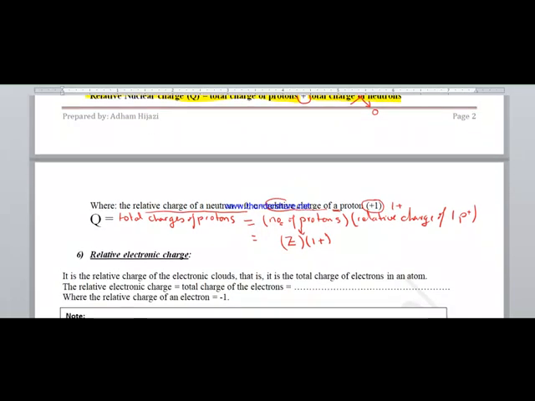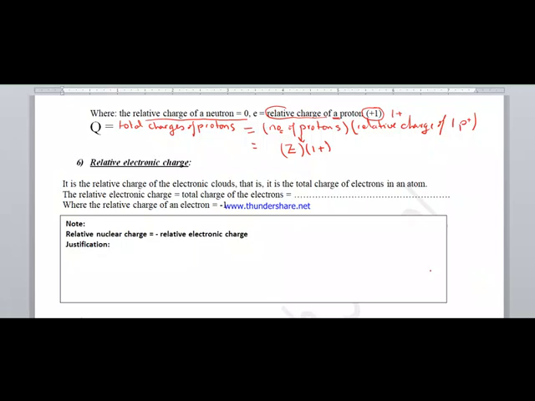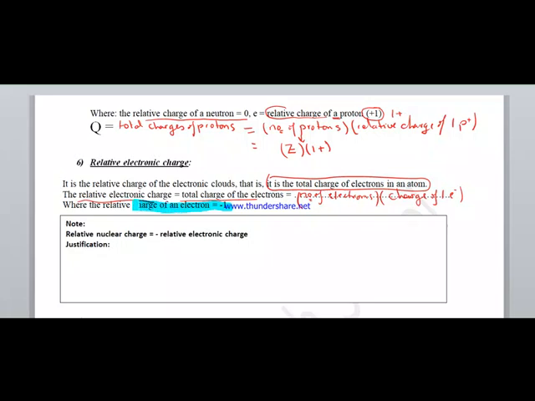To calculate the relative charge of the electron cloud, the charge of the electrons present in the electron cloud, it is equal to the total charge of electrons. The total charge of electrons depends on the number of electrons times the charge of one electron, where the relative charge of one electron is equal to -1. The electrons have a charge of -1.